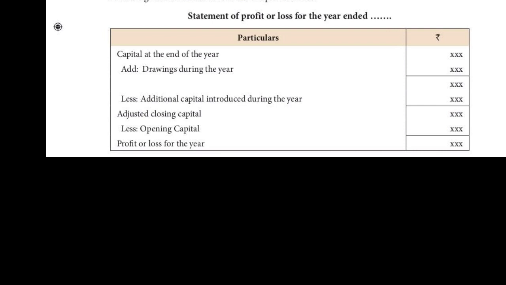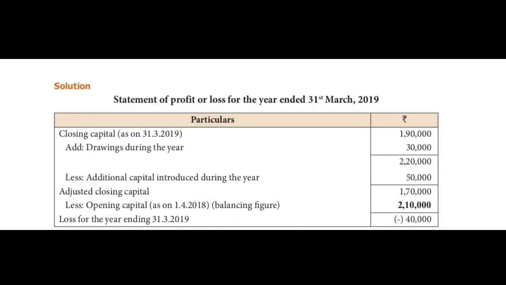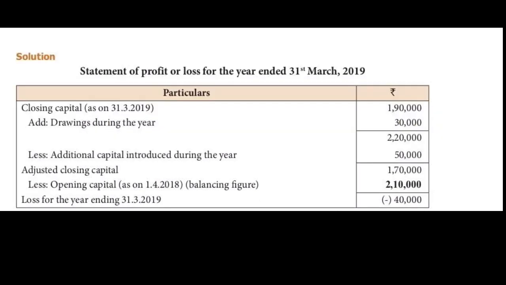So you write statement of profit or loss for the year ended, and the date from closing capital. The date is 31st March 2019. Closing capital date will be written here. Then move on to particulars, rupees. Closing capital as on 31/3/2019 1,90,000. Add drawings during the year 30,000. When you add both you get 2,20,000. Less additional capital introduced during the year 50,000. So you get 1,70,000 which is the adjusted closing capital.